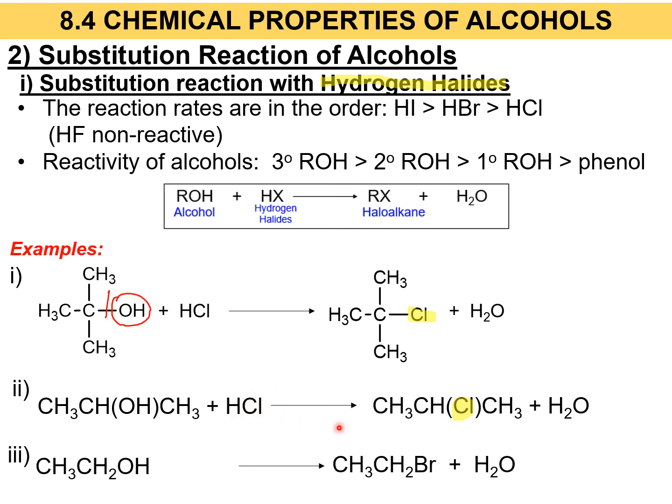Okay, next, if you have this haloalkane, CH3CH2Br, and you have this alcohol, what do you think the hydrogen halide looks like? Is it HCl or HBr? Of course it is HBr, because you get the halogen Br. So therefore, the hydrogen halide that will produce this haloalkane with halogen Br is HBr.